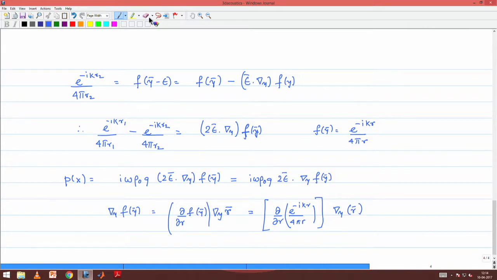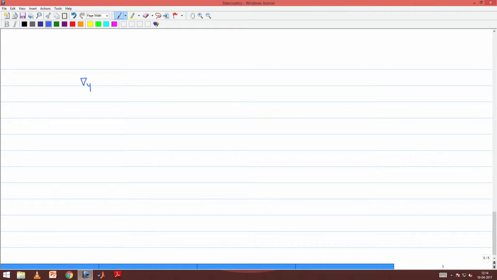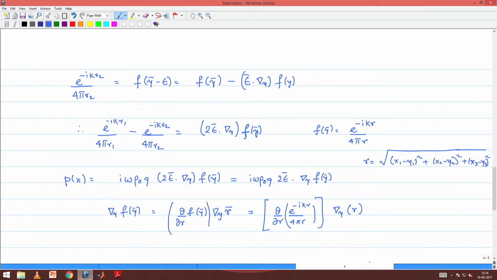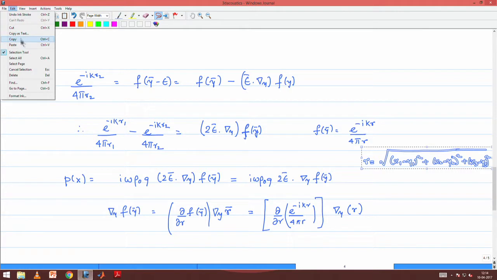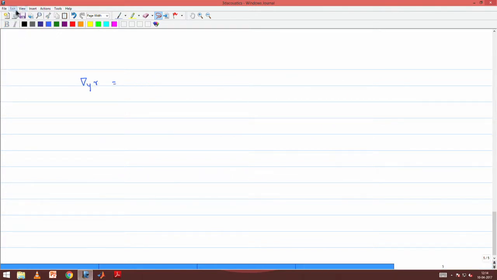The del y of r is a vector; r is the scalar quantity. And what was r? r is the square root of x1 minus y1 whole square plus x2 minus y2 whole square plus x3 minus y3 whole square. Okay. So, therefore, let us evaluate del y of r, where r is this quantity.